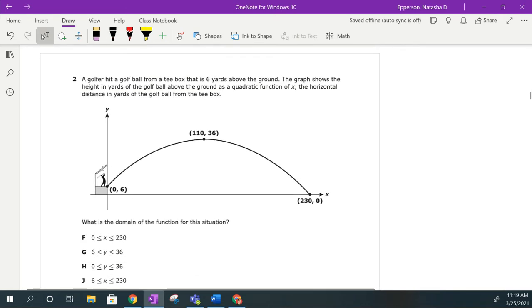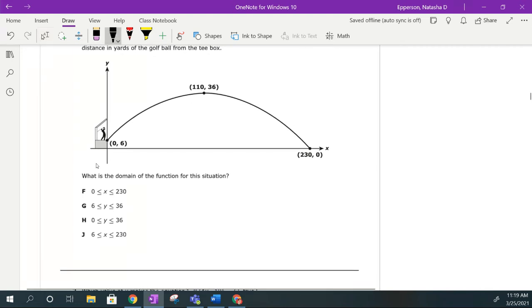Okay, it's got some long, complicated stuff. A golfer hit a golf ball from a tee box that's 6 yards above ground. The graph shows the height in yards of a golf ball above ground as a quadratic function of x, the horizontal distance in yards from the tee box. What is the domain of the function in this situation? So remember, your domain is your x values. So that means we're looking left to right.